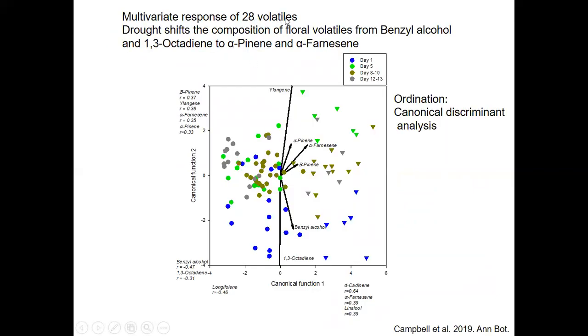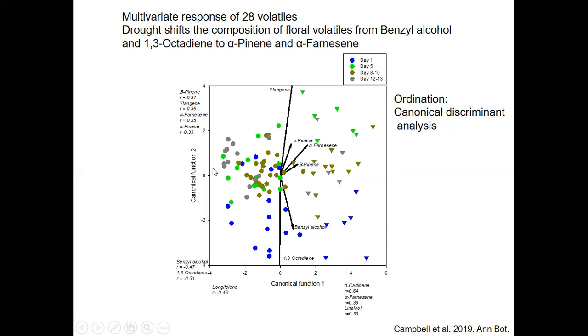So we had 28 different volatile compounds, and what I'm showing you here is called an ordination plot. We'll be making these for the data that we have for the workshop. This particular kind of ordination is called a canonical discriminant analysis. And what it does is define 2 axes here, where this first axis is the combination of volatiles that maximizes the variation among the 4 groups.